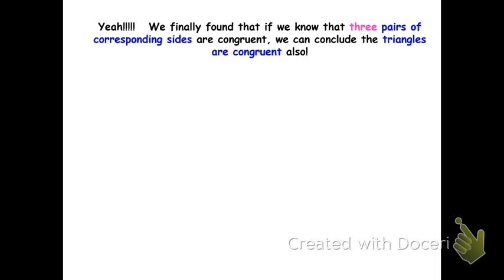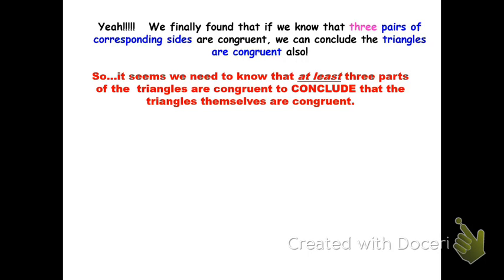We finally found a combination that works. 3 pairs of sides is enough to guarantee congruence. So this is the first box that we can check yes. 3 congruent sides will guarantee congruence. So that means we need to know at least 3 parts to guarantee congruence. Now, not all combinations of 3 are going to work, so let's look at which ones do.